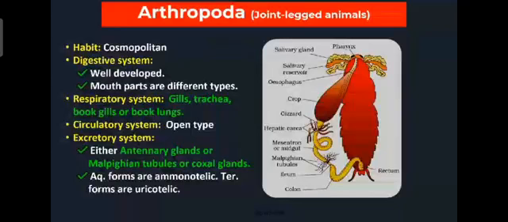Then the respiratory system. Here respiration is through different organs, because some live in water. In water, how do they respire? Through gills, or book gills. The land animals, the terrestrial ones, respire through book lungs or trachea. In the cockroach you will find trachea. In the scorpion and others you will find book lungs. So depending on where they live, the respiratory organs are different. Just remember, in Arthropoda the respiratory organs are gills, trachea, book gills or book lungs, depending on the animal.